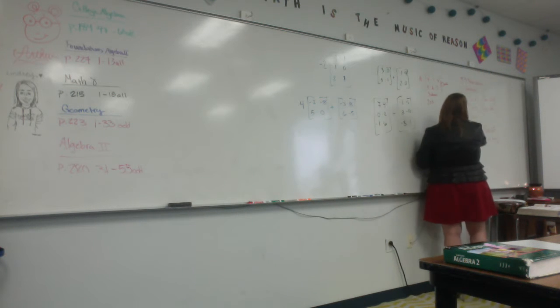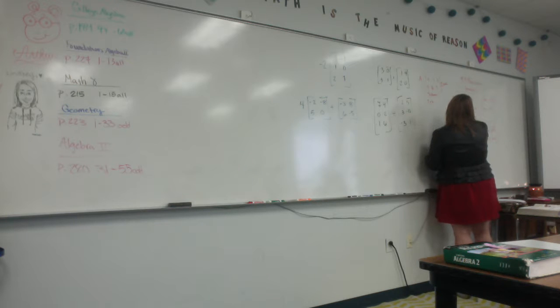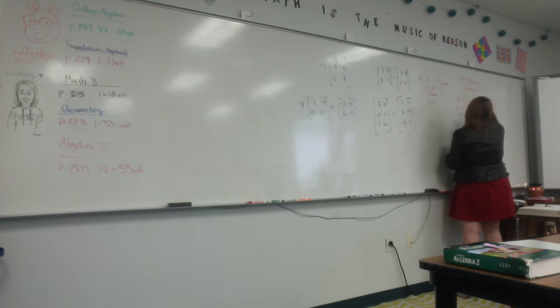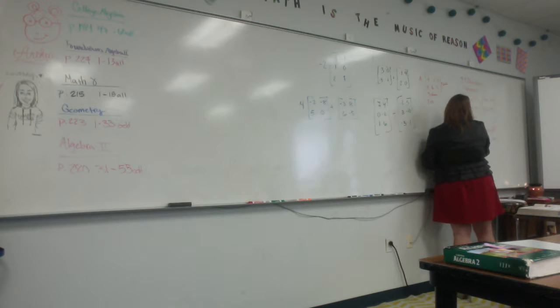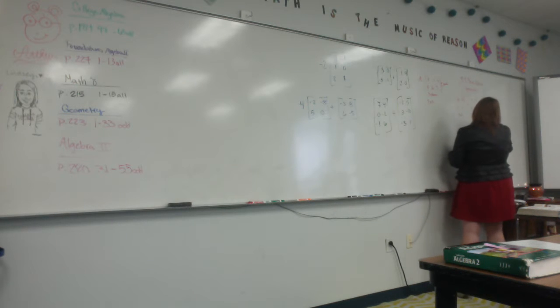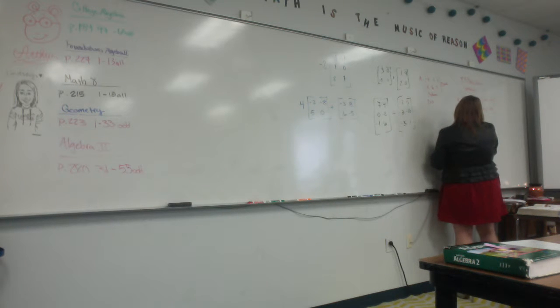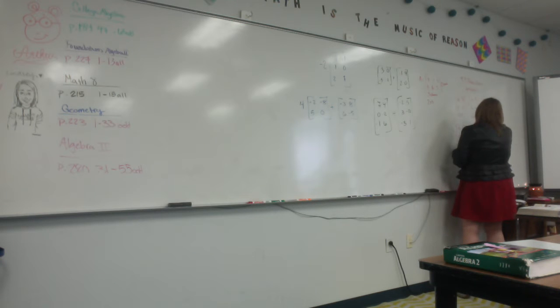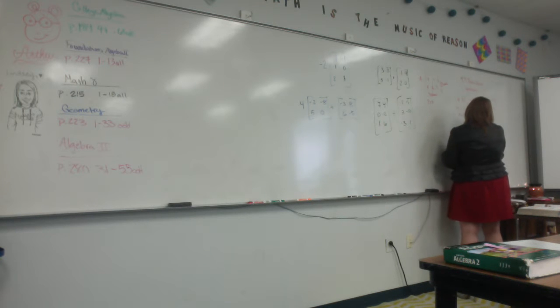When you are adding a 2 by 2 to a 2 by 2, you take the first spot and add it to the first spot of the other one to get your answer. You take the second spot, add it to the second spot of the other one. Third, answer. Fourth, answer. Same with subtraction. This minus this gives you that spot. B minus F gives you that spot. C minus G gives you that. D minus H gives you that.